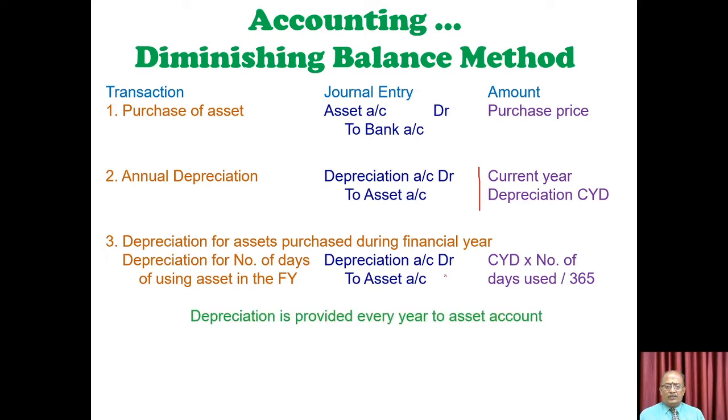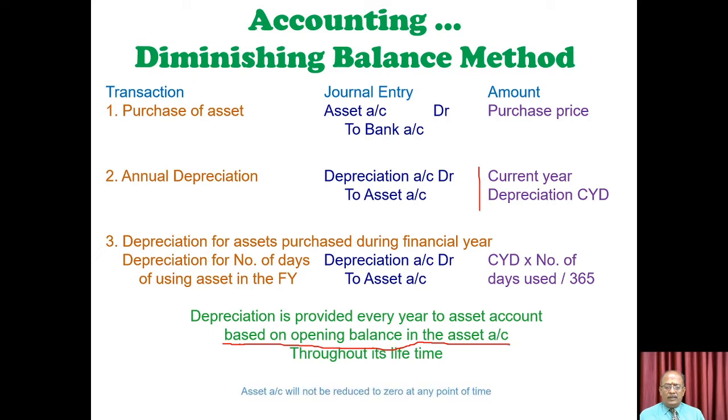Now, the depreciation is provided every year to the asset account. It is based on the opening balance in the asset account. This is very important in diminishing balance method. It is based on the opening balance in the asset account. Yes. Now, throughout its lifetime, this policy is to be followed in providing and calculating depreciation. So the asset account, as I told in the previous slide, will not be reduced to 0 at any point of time. Okay.